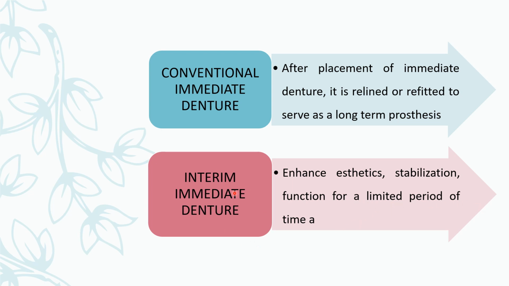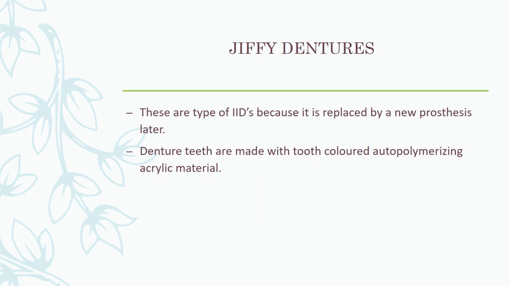It can be done in between, maybe for an FPD or implant placement, like in a young patient with a single tooth missing. We have done this type of thing in our department. Coming to Jiffy denture, this is one type of interim immediate denture. Basically everything is the same as an immediate denture, except that the denture teeth are made with tooth colored autopolymerizing acrylic resins. This is not done very frequently now. It used to be done before.